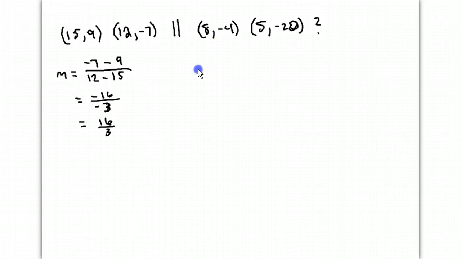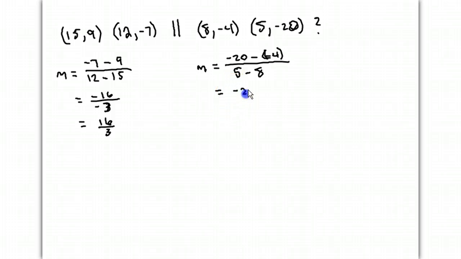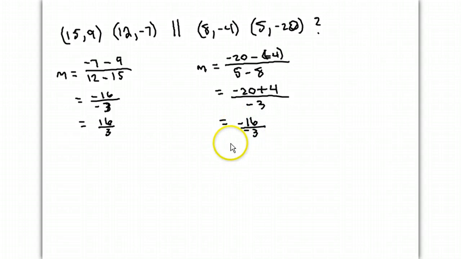So what you would do is do the same thing over here. So you have y2, which is negative 20, minus y1. So that's minus a negative 4. And then you have x2, which is 5, subtracted from x1, which is 8. So what you end up having is negative 20 plus 4, because when you have two negatives next to each other, that equals a positive, and that's divided by a negative 3. So negative 20 plus 4 is a negative 16 divided by a negative 3. And again, two negatives, one on the top, one on the bottom, will cancel each other out. So you end up having 16 over 3.